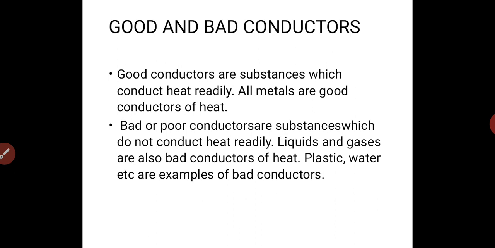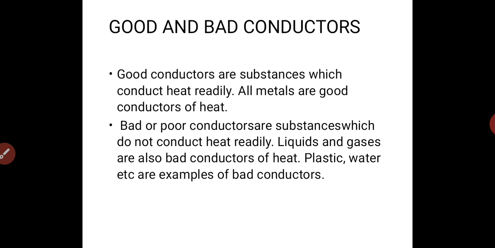Now, good and bad conductors. Good conductors are substances which conduct heat readily. That means a substance that is readily conducting heat is what we call good conductors. All metals, you can mention iron, cobalt, any metals, are all good conductors of heat. Then we have bad or poor conductors. These are substances which do not conduct heat readily. An example is liquid. Gases are also bad conductors. We have plastic, water, etc. as examples of bad conductors.